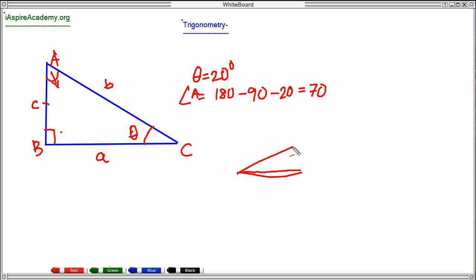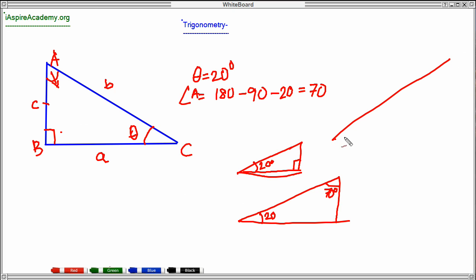So for example, let me draw it carefully. This is 90 degrees, this is 20 degrees. Now we may not know the exact size of the triangle, but whatever the size, the triangles would always have a similar type of shape because the angles are the same. So you can keep on increasing it. You can see the size is varying, but since the angles are 20 degrees, 70 degrees, 90 degrees, they always tend to look similar. So that's called similar triangles.